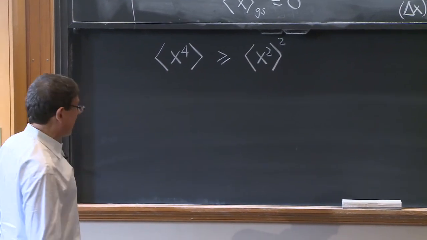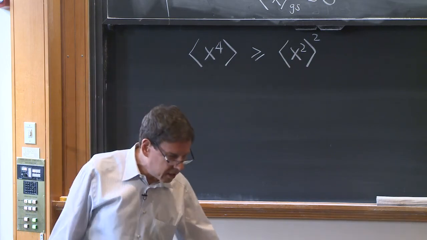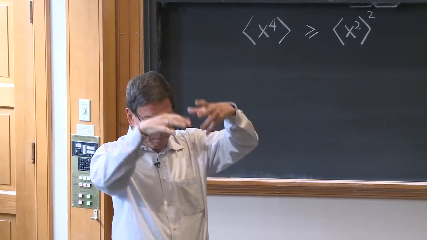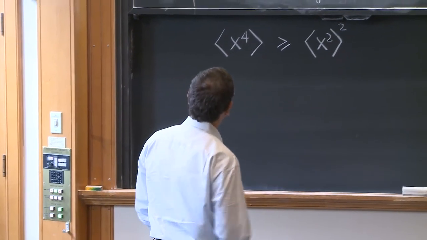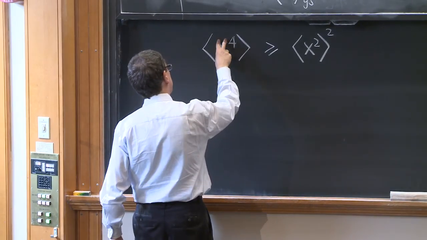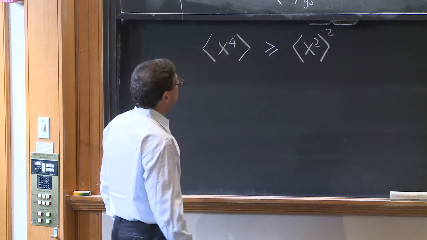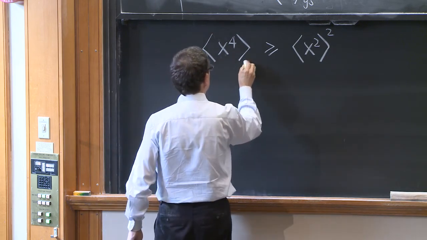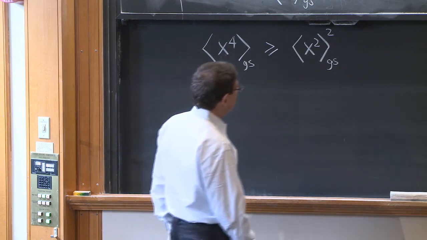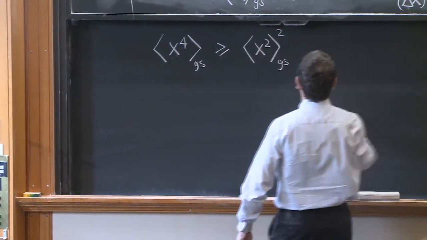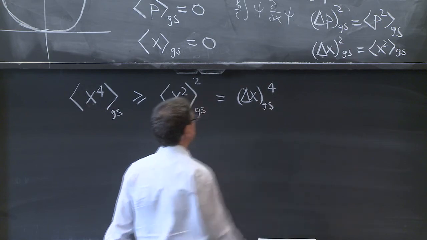And this is true on any state. This was derived when we did uncertainty. We proved that the uncertainty squared is positive because it's the norm of a vector, and that gave you this thing. So here you think of the operator as x squared. So the operator squared is x to the fourth, and here's the operator expectation value squared. So this is true for the ground state. It's also true for any state. So is the ground state. And this x squared now is delta x. So this is delta x on the ground state to the fourth.